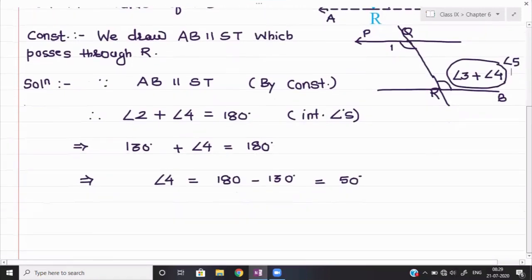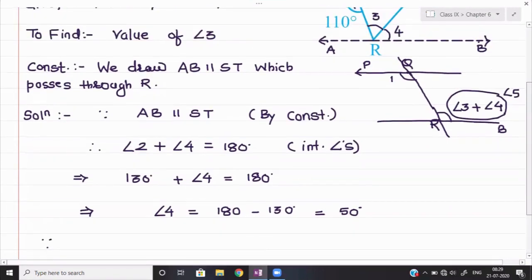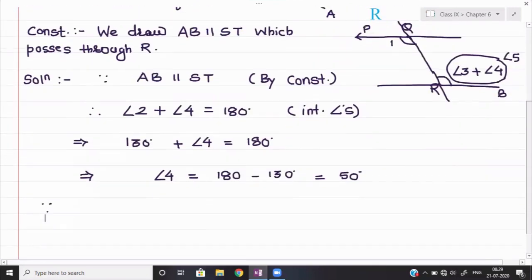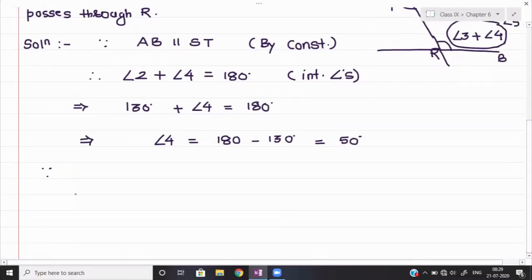So first we shall mention over here, since, look at the given. In the given we have that PQ is parallel to ST. And in the construction we have written AB is parallel to ST. So we shall take it first. Since PQ is parallel to ST, that is with the help of the given, we can say. And second, we have AB is also parallel to ST, that is with the help of construction.